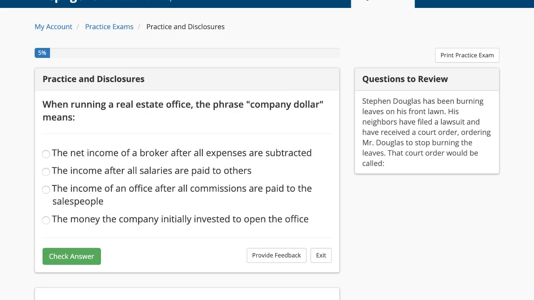When running a real estate office, the phrase company dollar means A, the net income of a broker after all expenses are subtracted, B, the income after all salaries are paid to others, C, the income of an office after all commissions are paid to the salespeople, or D, the money the company initially invested to open the office.